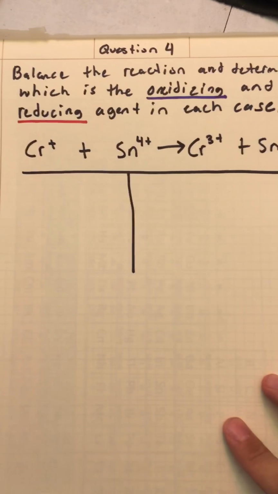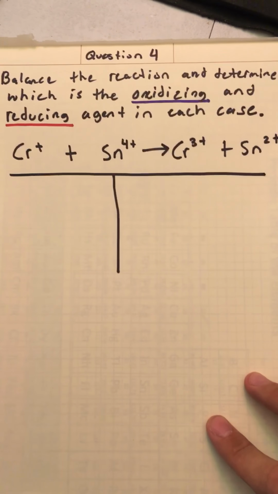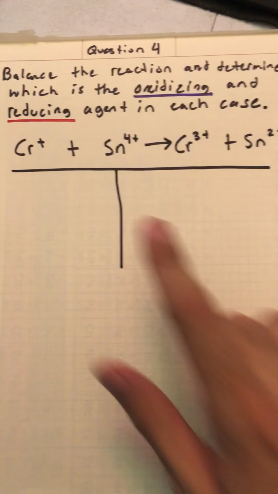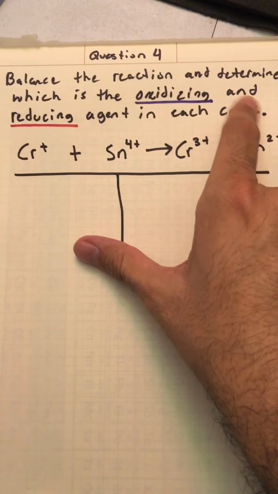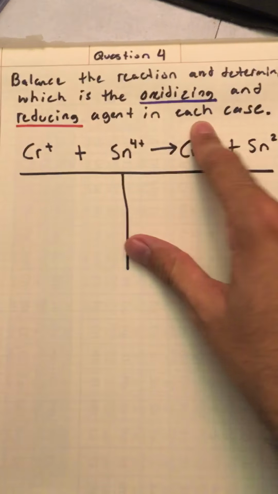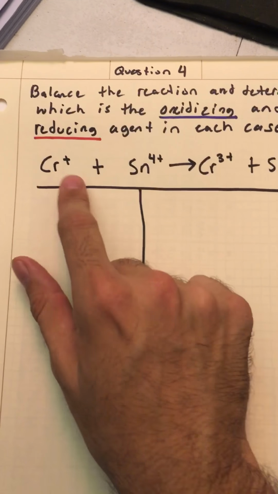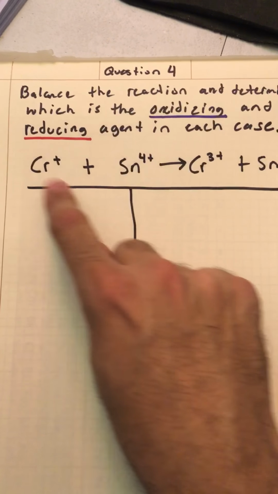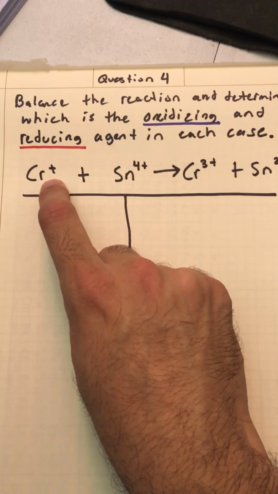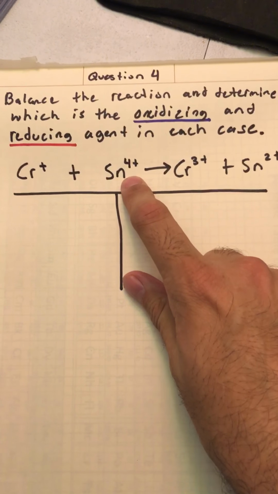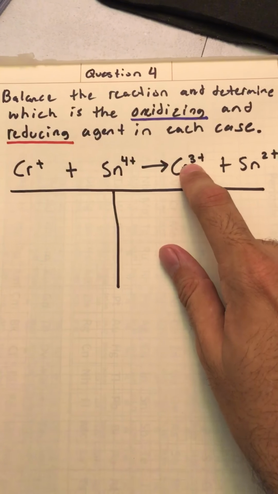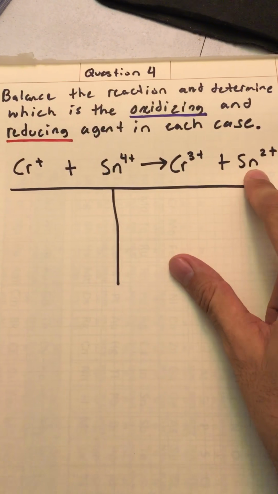Problem number 4 wants us to balance the reaction and determine which is the oxidizing and which is the reducing agent in each case. And this is what we're given. Cr⁺ plus Sn⁴⁺ gives Cr³⁺ plus Sn²⁺.